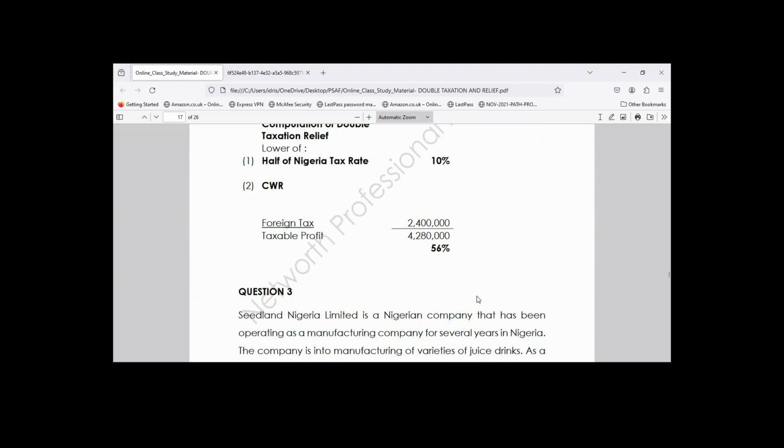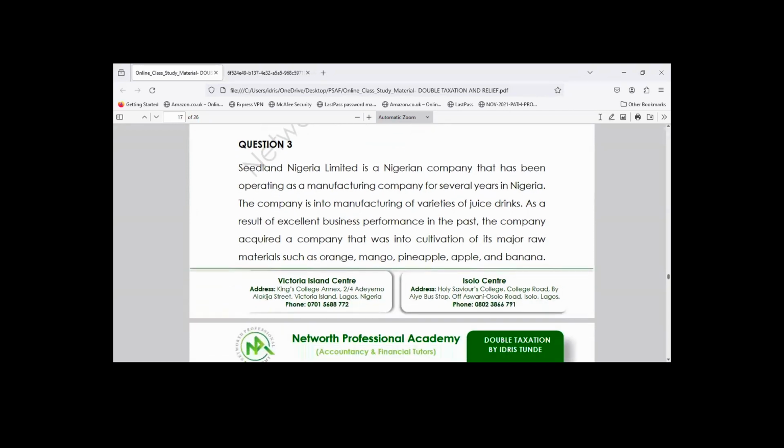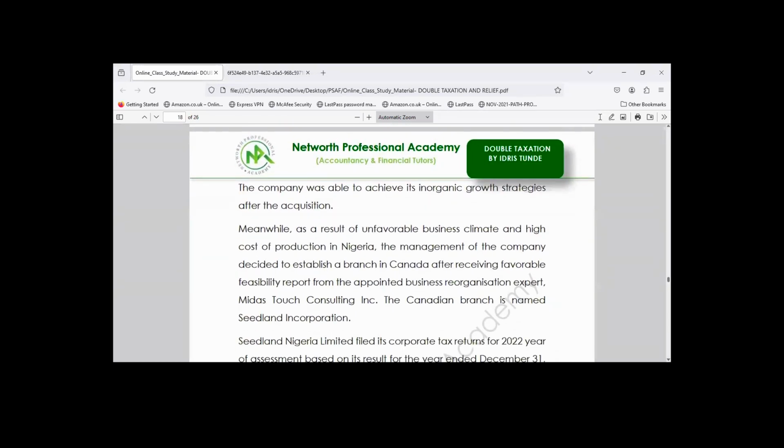Seedland Nigeria Limited is a Nigeria company that has been operating as a manufacturing company for several years in Nigeria. The company is into manufacturing of varieties of juice drinks. As a result of excellent business performance in the past, the company acquired a company that was into cultivation of major raw materials, such as orange, mango, pineapple, apple, banana. The company was able to achieve its inorganic growth strategy after the acquisition.